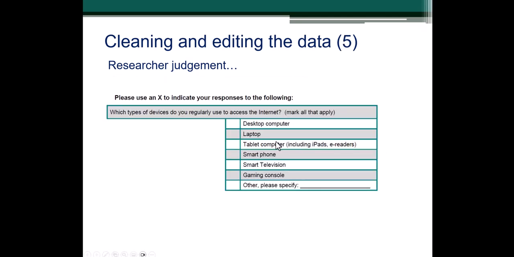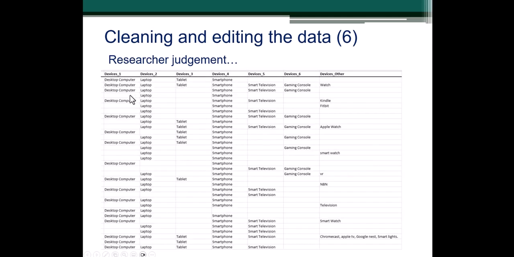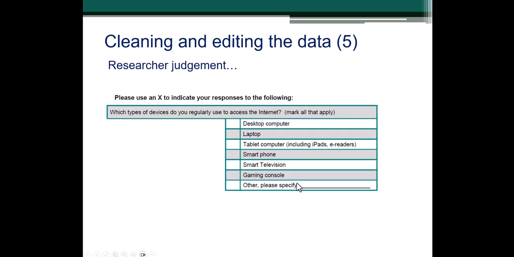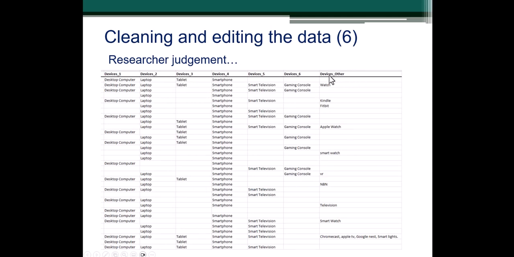Now, the only other one that's worth pointing out here is the final question that was in our survey, which asked people to list all of the devices that they access the internet from. And you can see here lots of people accessed from desktop computers and laptops and smartphones, fewer with a tablet, some through smart TV, some through a gaming console. And this final one, which is other, please specify, is always good to include because it will help you to identify anything that maybe you've missed within your list.